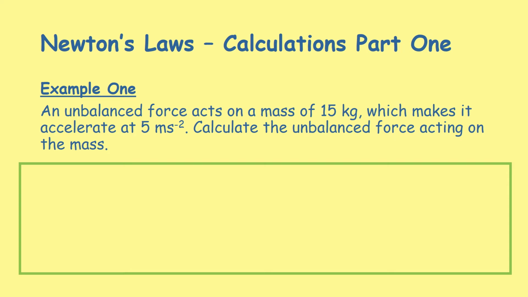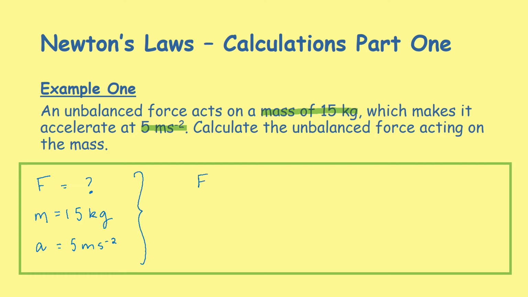Example 1. An unbalanced force acts on a mass of 15 kilograms, which makes it accelerate at 5 meters per second squared. Calculate the unbalanced force acting on the mass. This is a simple equation question, so first we write down what we know and what we want to work out. The symbols in our equation are F, m and a. We have a mass of 15 kilograms, and an acceleration of 5 meters per second squared. We want to work out the unbalanced force acting on the mass.